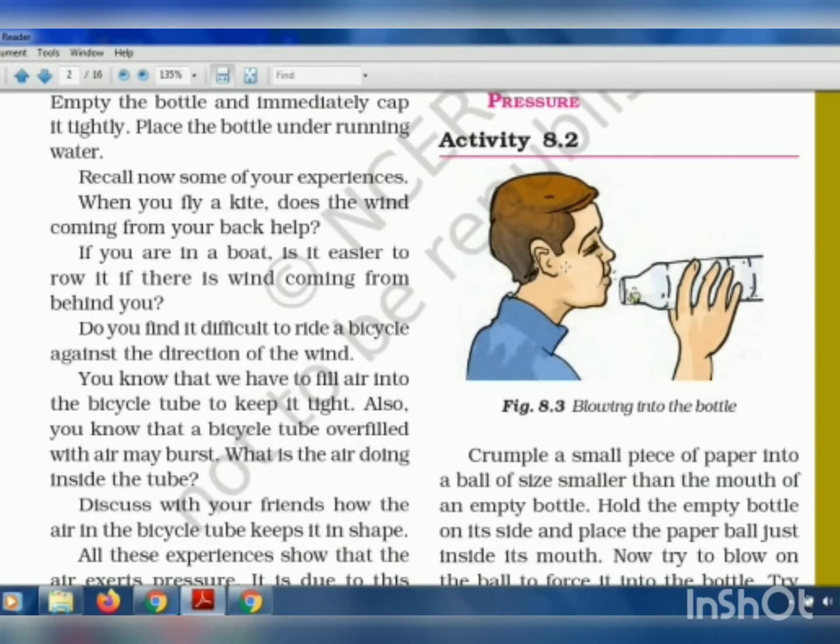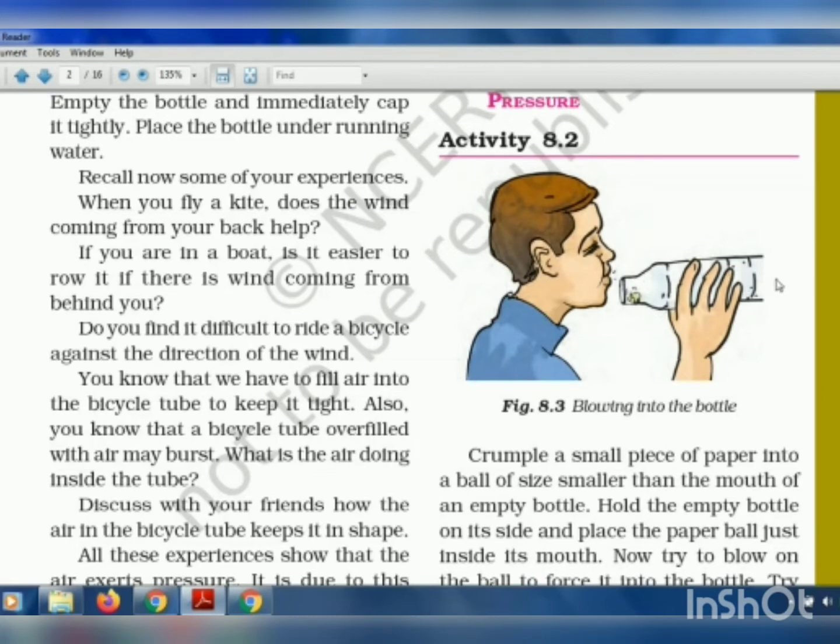So, here in activity 8.2, you have to take a bottle and make a small paper ball which is smaller than the size of the mouth of the bottle. Then you have to blow air from your mouth on the top of this paper ball inside the bottle. What happens is the paper ball comes out. It does not go in. Why does it happen so? Because at the place from where you are blowing the wind, the air pressure is low, and inside the bottle the air pressure is more.